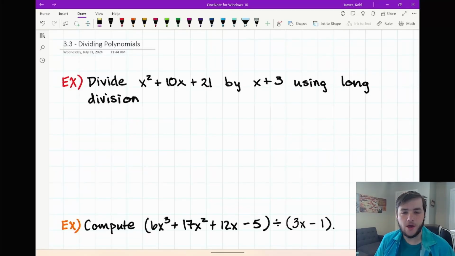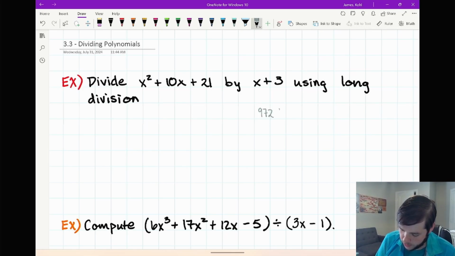I think there's no better way to learn this process than by just jumping into some examples. But really quickly before we do, I would like us to recall just how the regular long division algorithm works. Let's say I'm trying to compute 972 divided by 3. My divisor 3 goes on the outside. My dividend 972 goes on the inside.